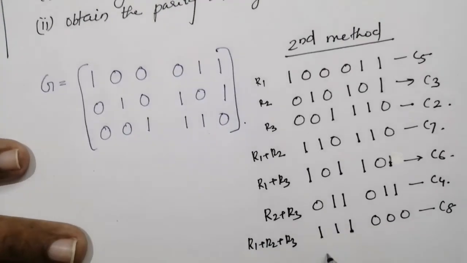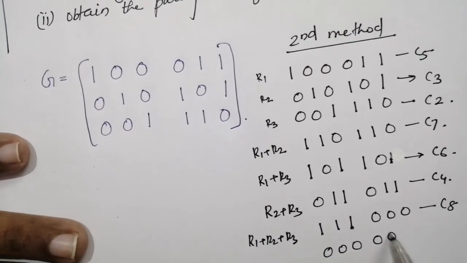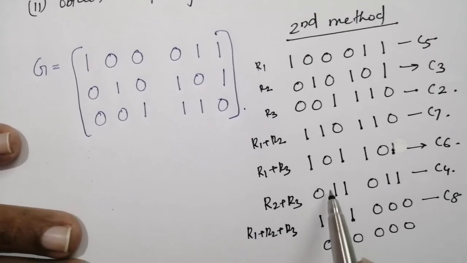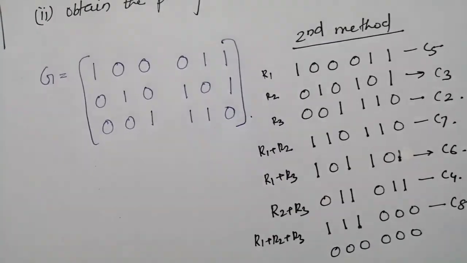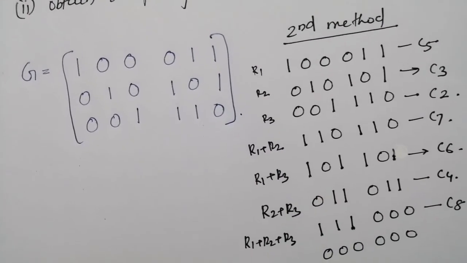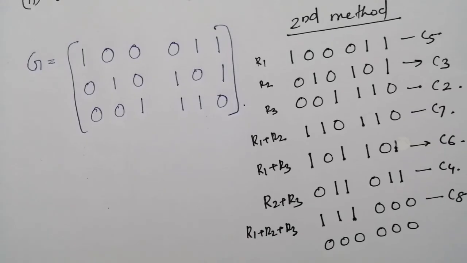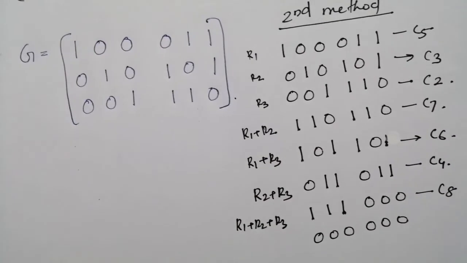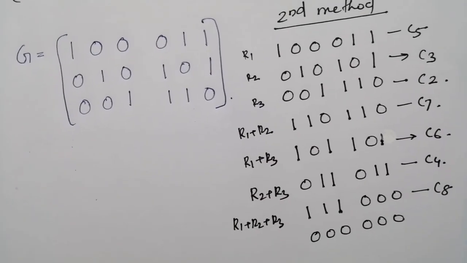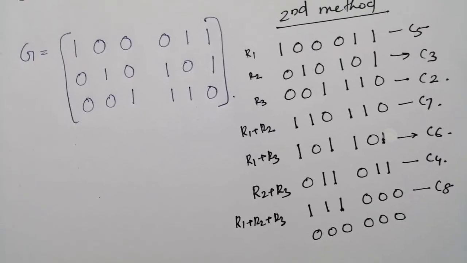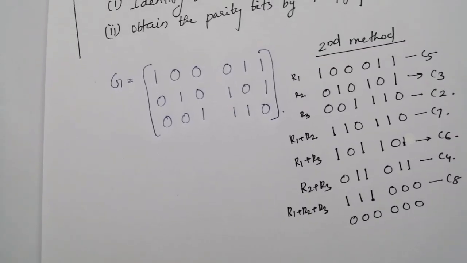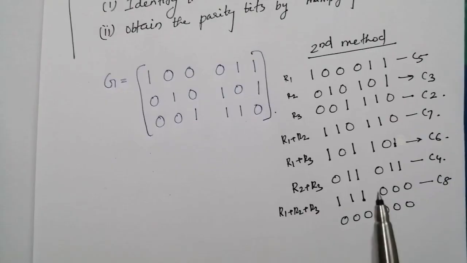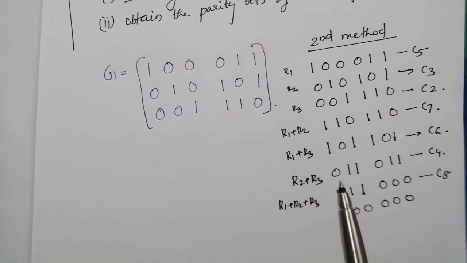Now the last code word will be the all 0 code word. See, 1 2 3 4 5 6 7 8. So 8 code words can be generated in this method also. This is because of utilizing the closure property of linear block codes. Strictly, this method is utilized only for verification of generated code words. Okay, thank you.